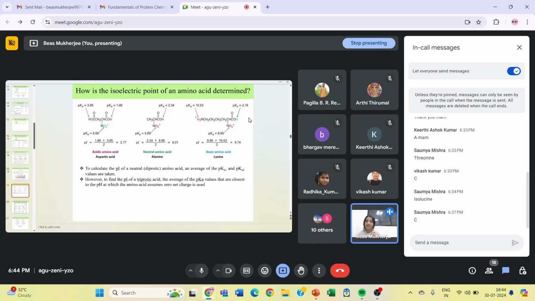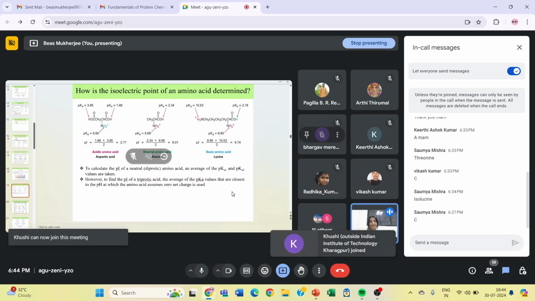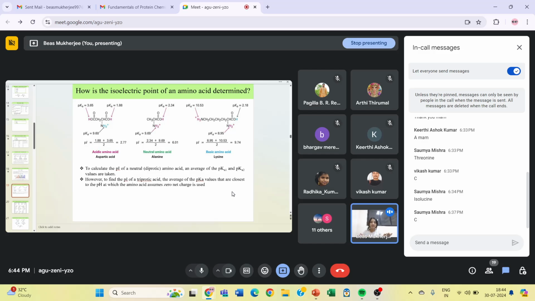Right. Then after that, as we move to pH 3.65, another H plus ion is gone. So it is net negative. Then this negatively charged amino acid has a very low pI value. Similarly, for neutral amino acid, I'm sure you've understood already.